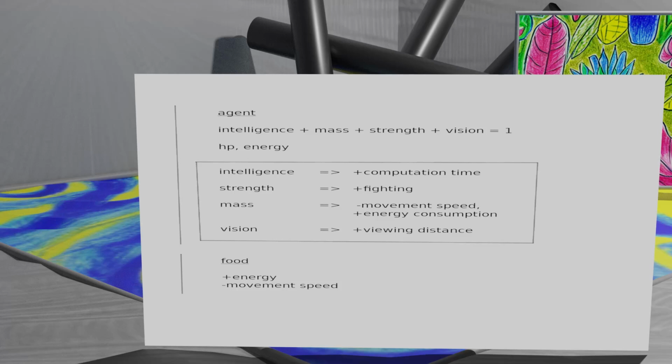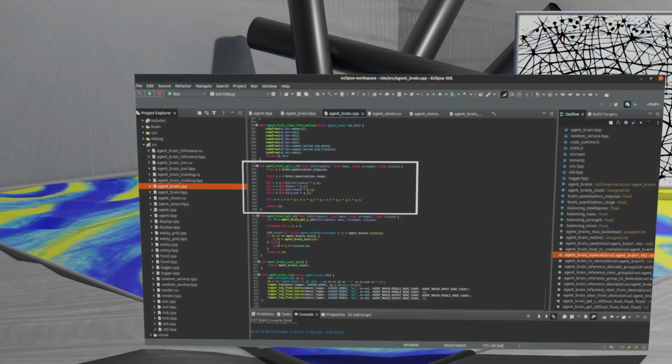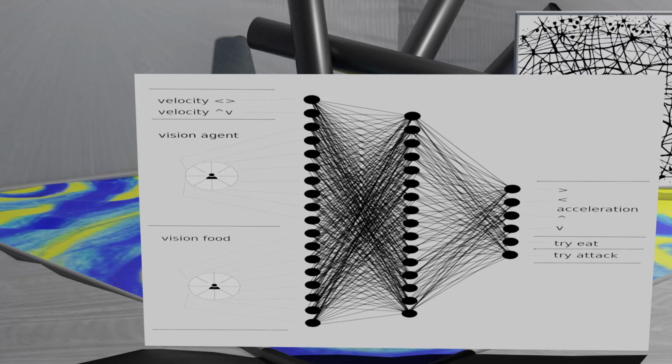The intelligence property determines multiple factors that affect the training of the neural net. The constellations of intelligence, mass, strength and vision are quantized, to allow for shared neural net weights, when the agent's properties are very similar. The neural net has 18 inputs feeding into one fully connected hidden layer with 16 nodes, which then gets passed into another fully connected layer with 6 outputs.